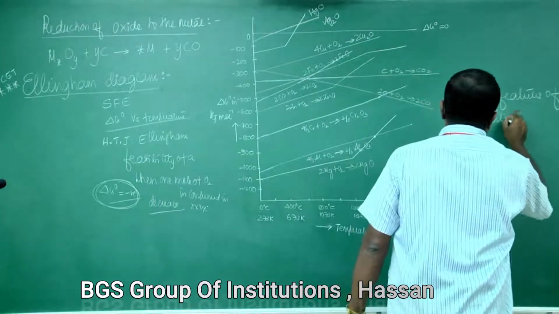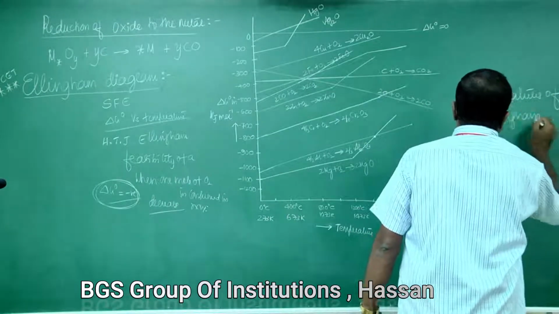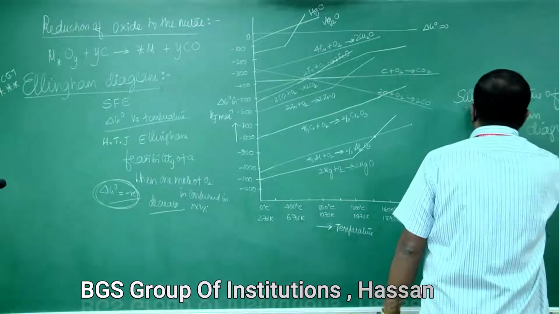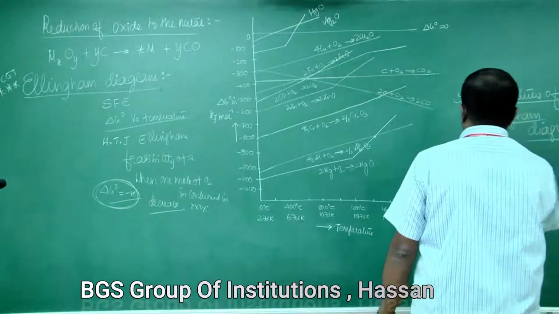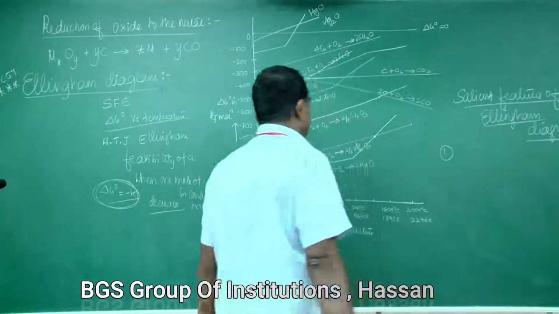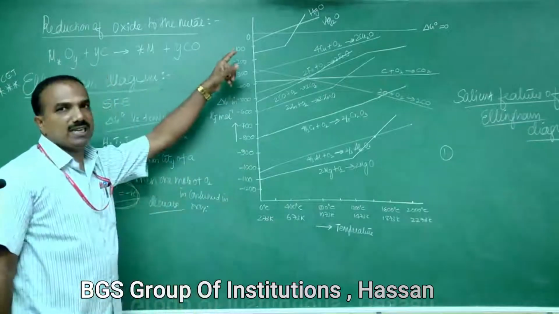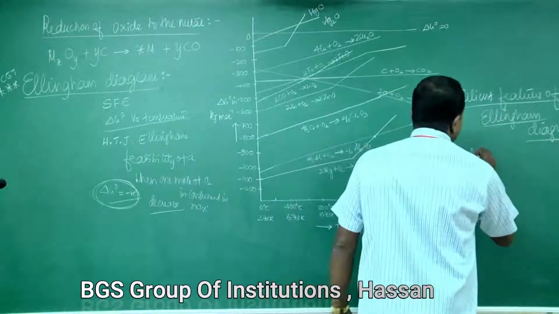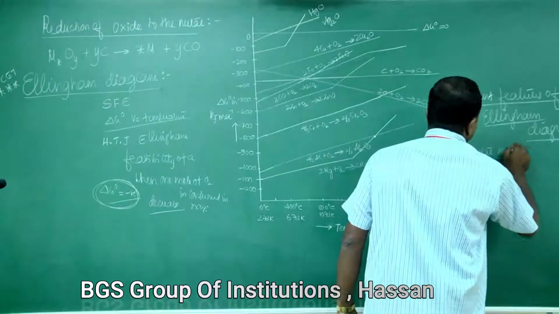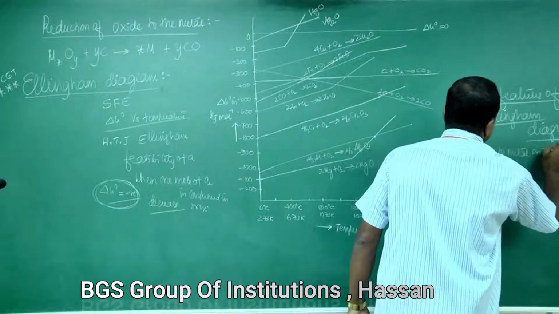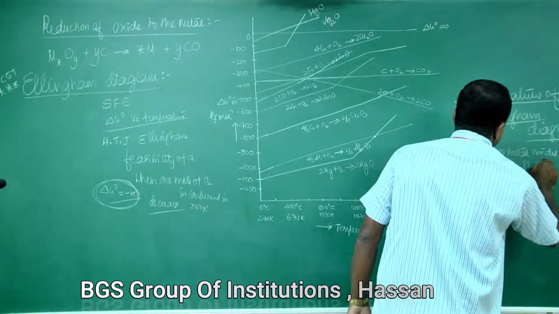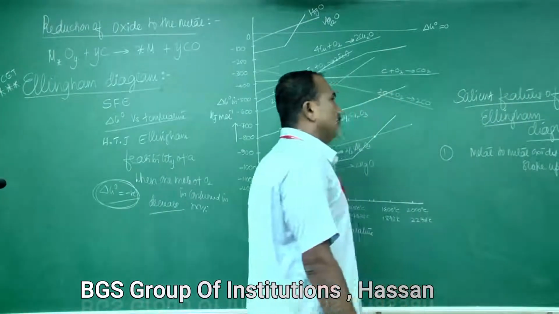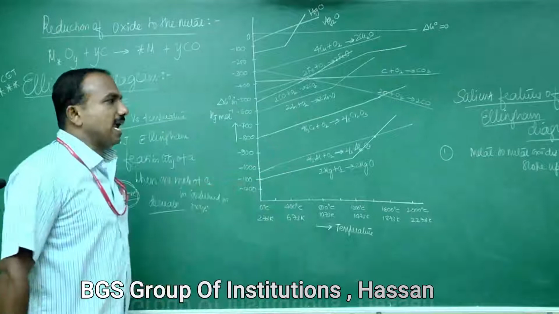Salient features of the Ellingham diagram. First one, the graph for the formation of metal to metal oxide slopes upwards. This is due to the increase in standard free energy change.